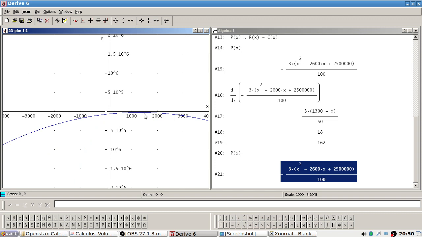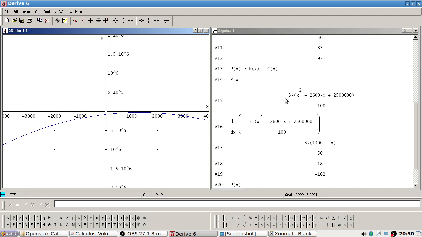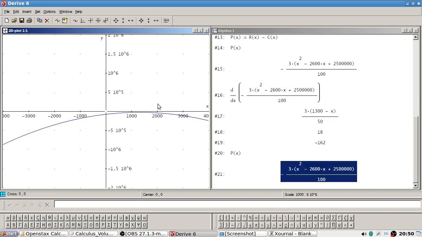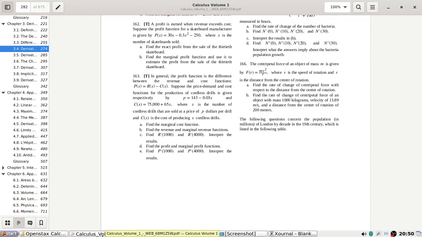Now, I must have done something wrong because this company's always making a loss. That can't possibly be right, can it? The company's always making a loss. Its profit's always negative. That's the most unfortunate company. Maybe it is always making a loss.